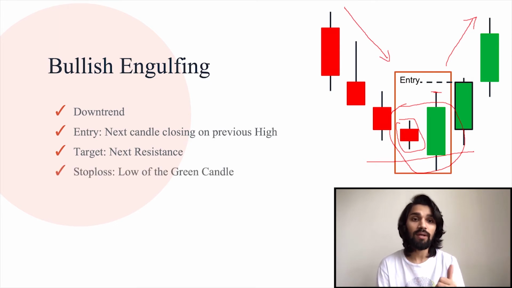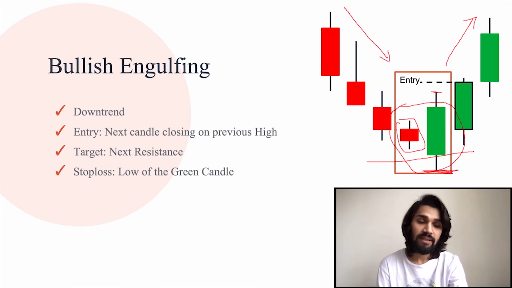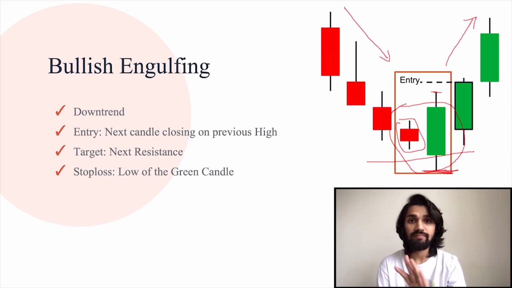Stop loss. What if the trade backfires? What if it does not go up and it starts going down? So you should place a stop loss at the low of the bullish engulfing candle, that is over here, and if it closes below that, you should probably exit the trade.